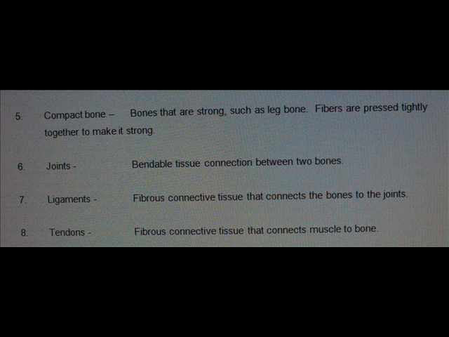Joints. Bendable tissue connection between two bones. Ligaments. Fibrous connective tissue that connects the bones to the joints. And tendons. Fibrous connective tissue that connects the muscle to the bone.